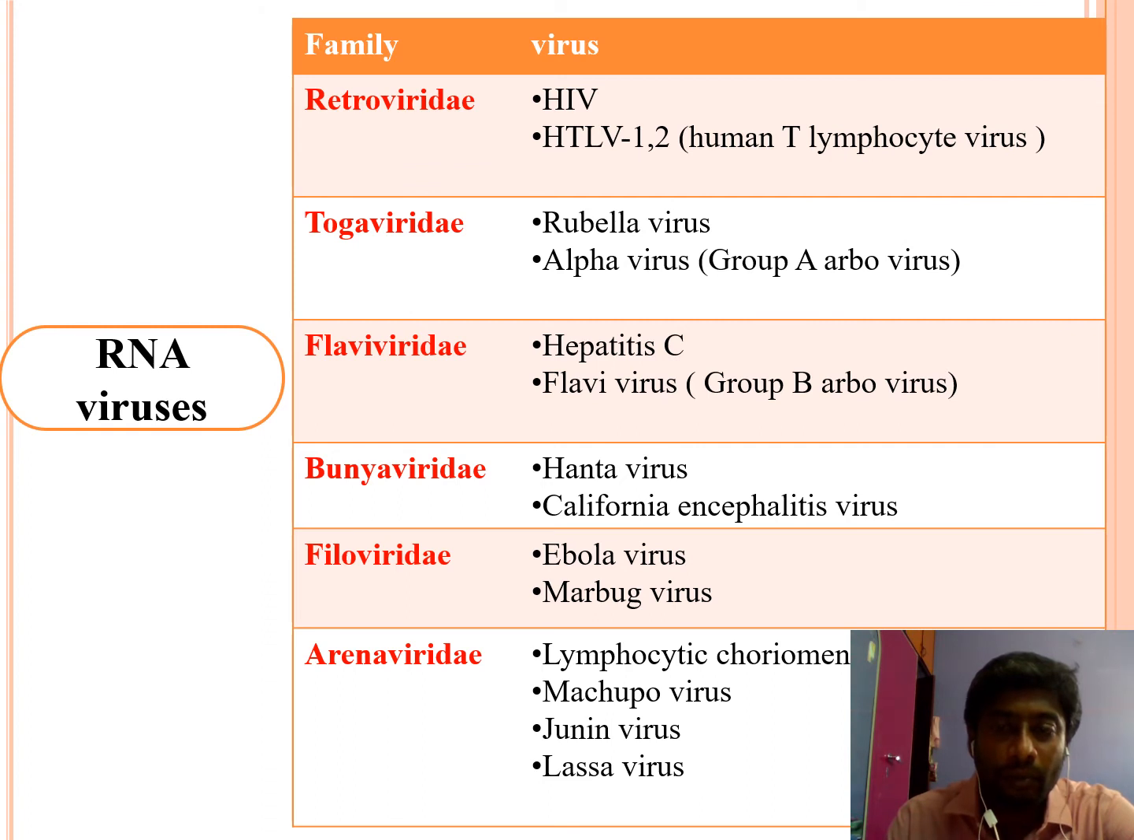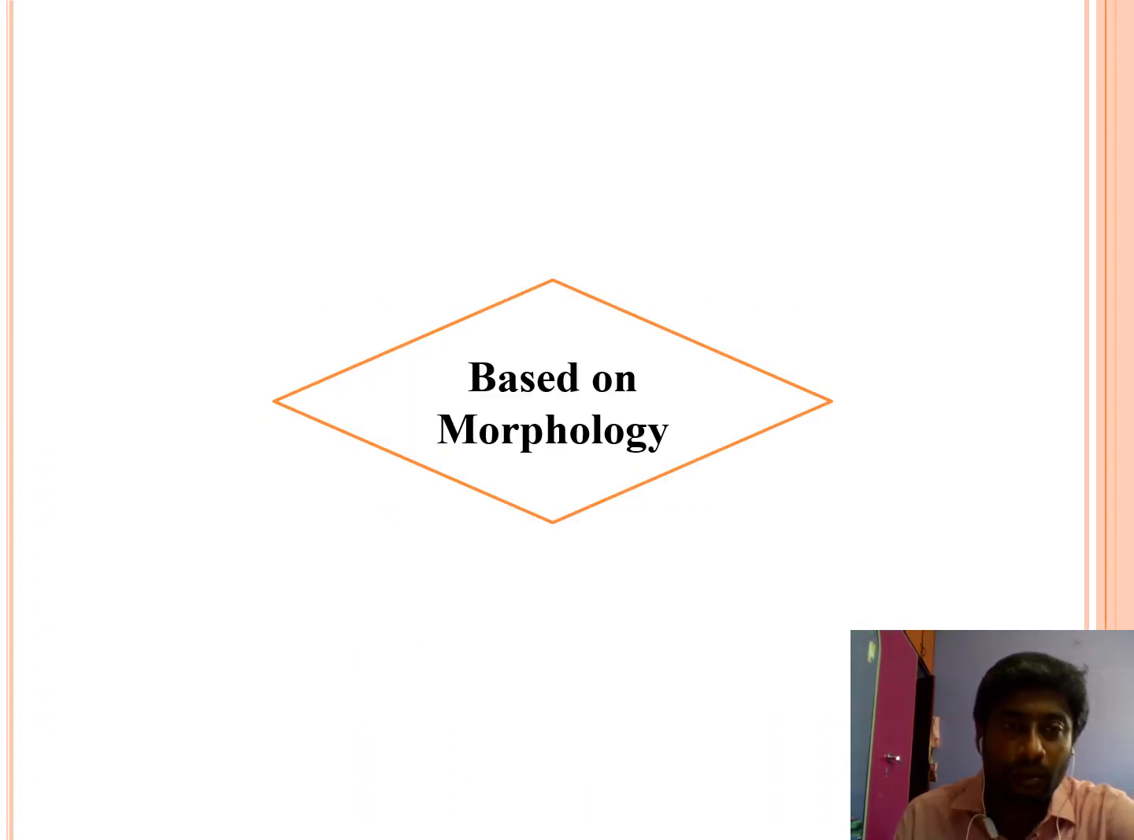So group A arbovirus means arthropod-borne virus. Then Flaviviridae, example hepatitis C, flavivirus, group B arbovirus. Then Bunyaviridae, hantavirus, then California encephalitis virus, then Filoviridae, Ebola virus and Marburg virus, and Arenaviridae, lymphocytic choriomeningitis virus, Machupo virus, Junin virus, and Lassa virus. So that's all about DNA viruses and RNA viruses.